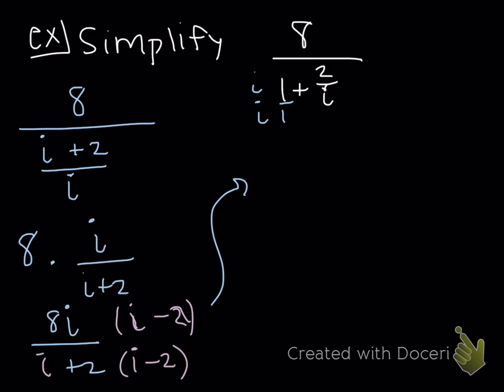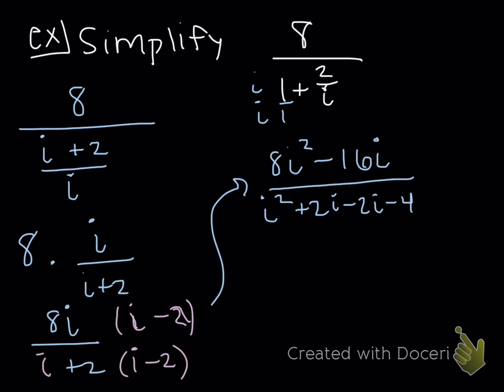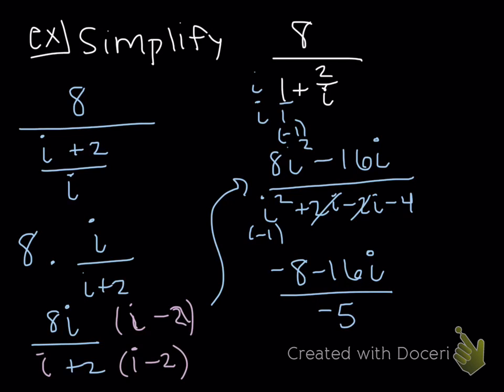So when I distribute in the top, I'll get 8i squared minus 16i all over i squared plus 2i minus 2i minus 4. So I know these are going to cancel. I know my i squareds are negative 1 respectively. So in the numerator, I'm going to get negative 8 minus 16i. In the denominator, I'll get negative 5. And all three of these numbers cannot be reduced by the same thing, so I cannot go any farther.